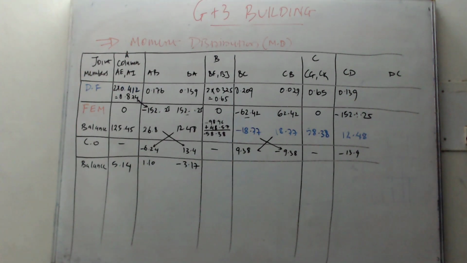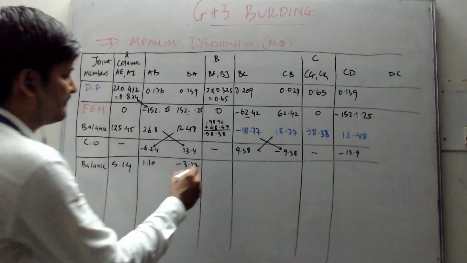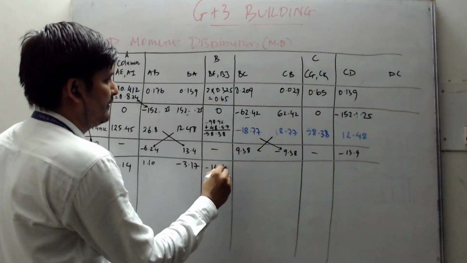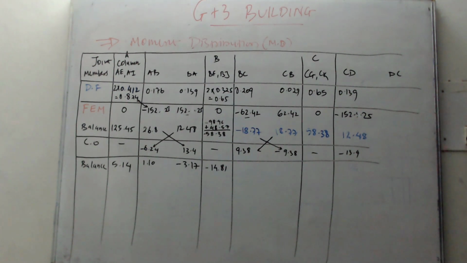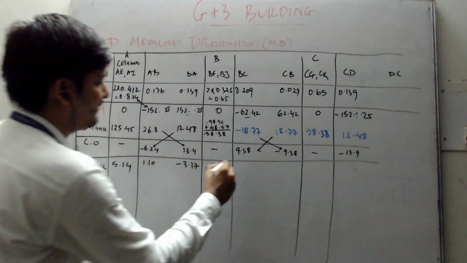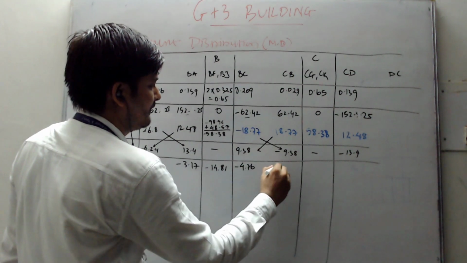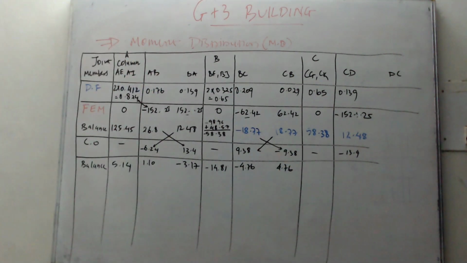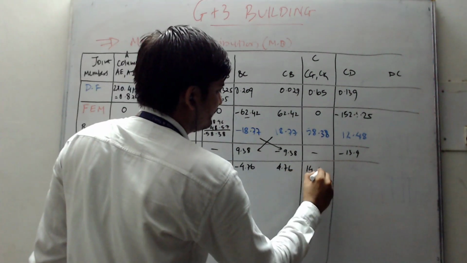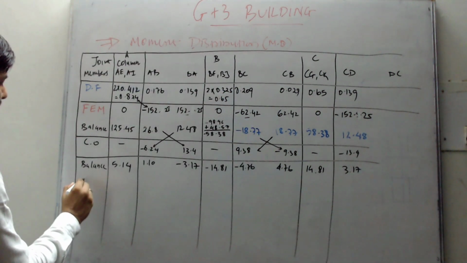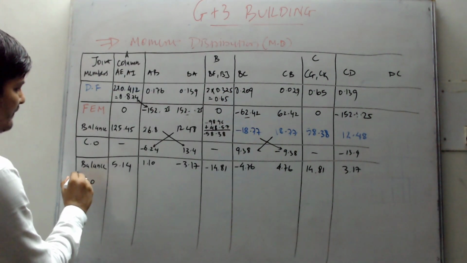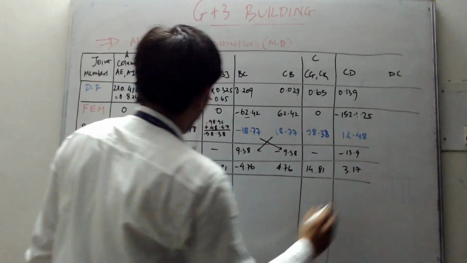Now I quickly write down the points. So at B point I have minus 14.81. Same process we are doing here, right? Second cycle. Then minus 4.76. Again at C point I have 14.81, and here 3.17. After the balance I need to do the carryover. After balance we are doing the carryover.